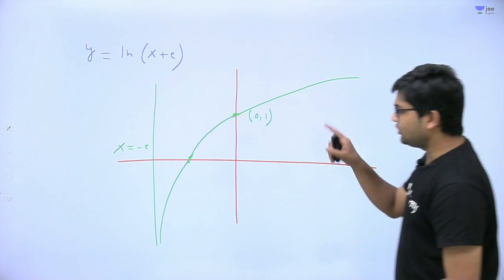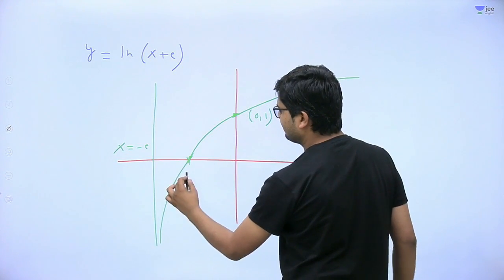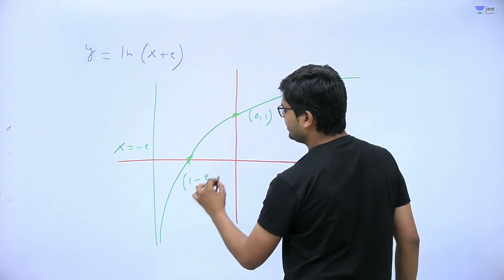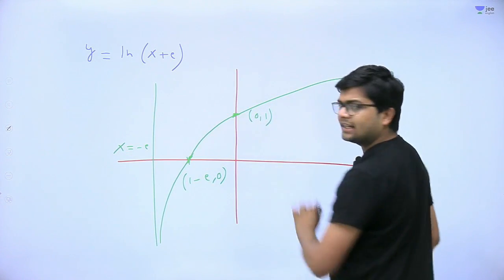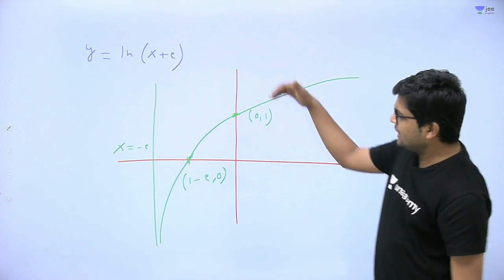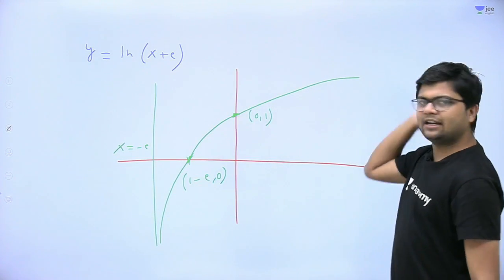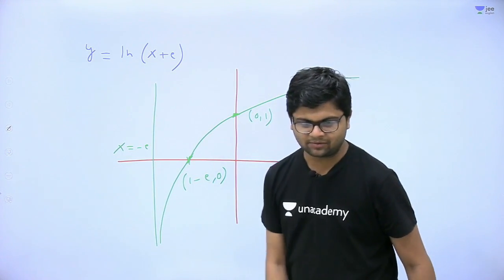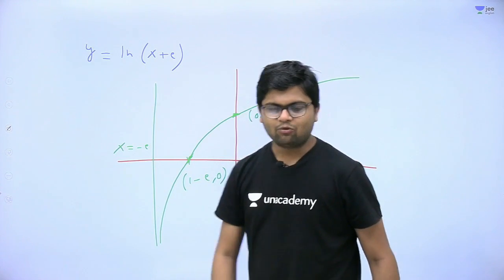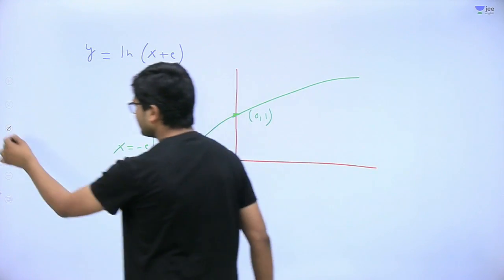Yes or no? You need to understand that these points are very critical. 1 minus e comma 0, and at x is equal to 0 it will be 1, and it will not go further beyond minus e. This is the domain, and this is the behavior of this function in this domain. Getting my point? Wonderful, students, wonderful.